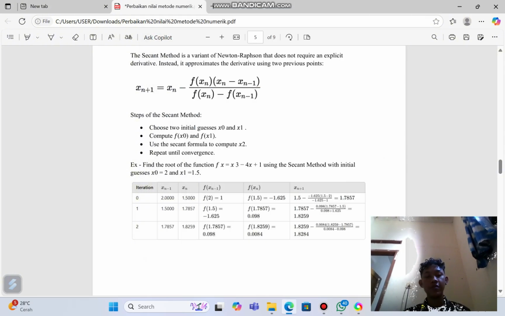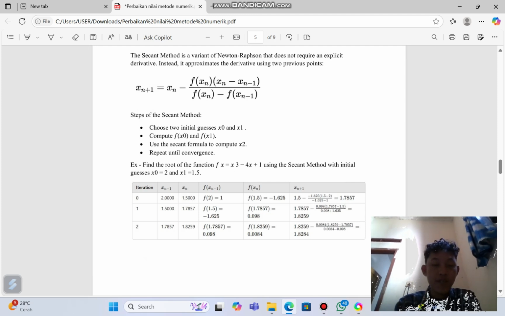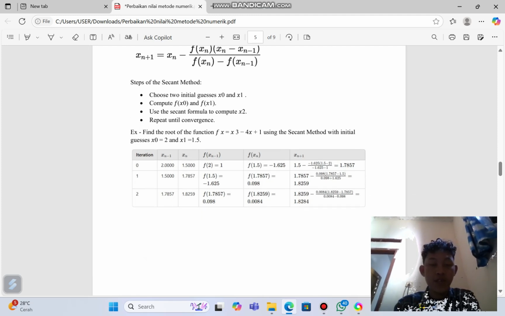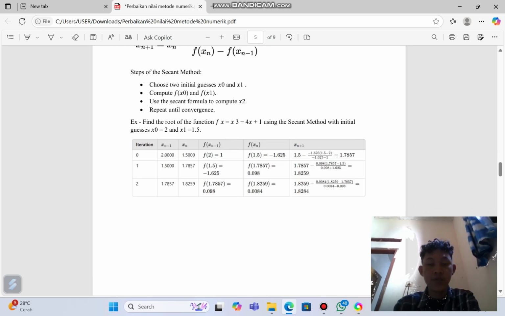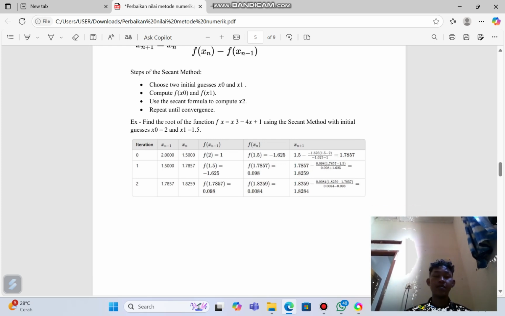Okay, we continue. The steps of the secant method: first, we have to choose two initial guesses, x0 and x1. Different from Newton-Raphson method, where we just choose an initial guess for x0, for secant method we have to choose two initial guesses, x0 and x1. Second, we have to compute f(x0) and f(x1). Third, use the secant formula to compute x2. And last, repeat until convergence.